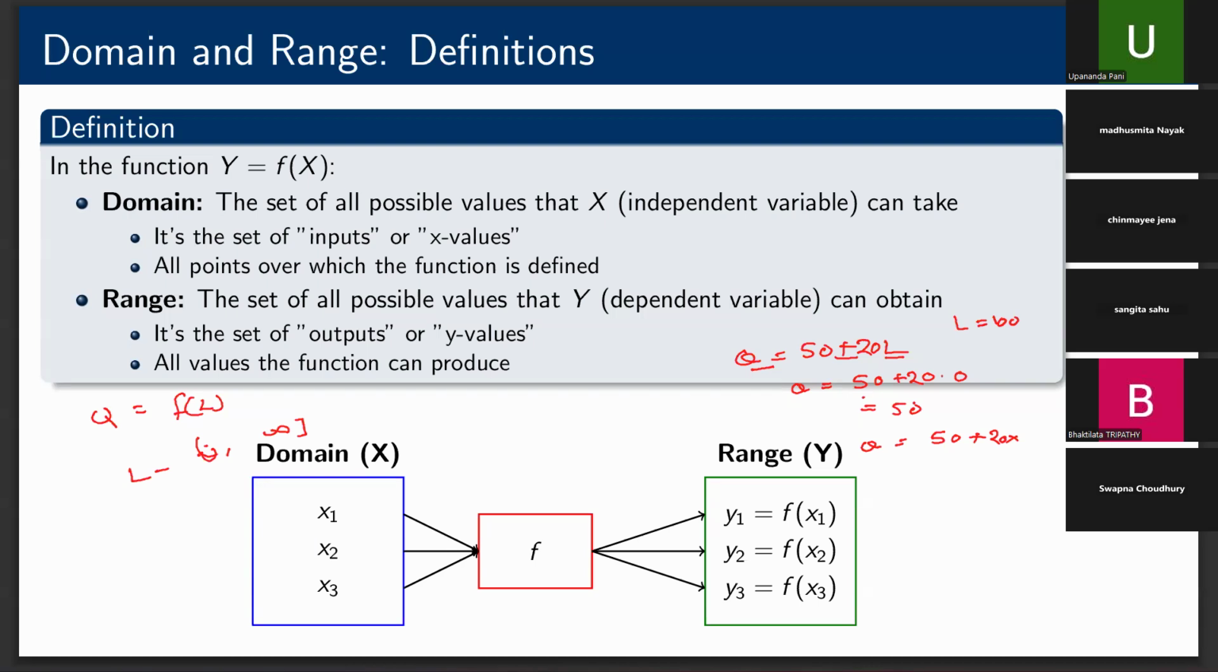Just a minute. How to minimize this? Okay, minimize this. That is equal to 20 into 100, that is equal to 50 plus 20 into 100, equal to 2000, that is equal to 2050. So what is the range? Range of the function will be starting from 52 up to how much? 2050. This is my range of the function.